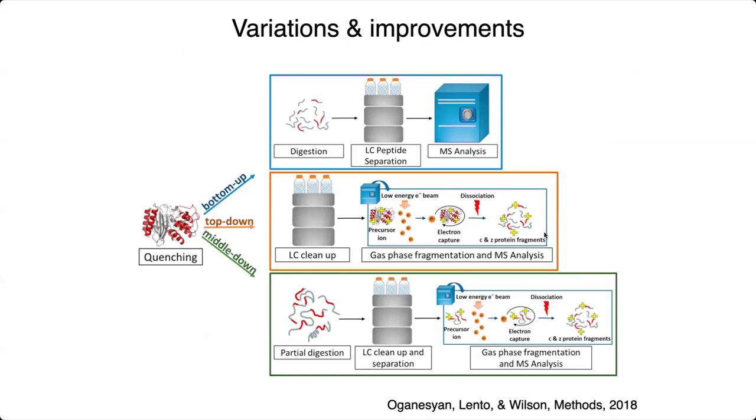There are various variations and improvements. Some of these involve different ways to digest the protein. So instead of using proteases, you can use energy beams to dissociate the protein into different fragments. This can help with getting more variety in your fragments, because these methods don't have as much specificity as proteases do.